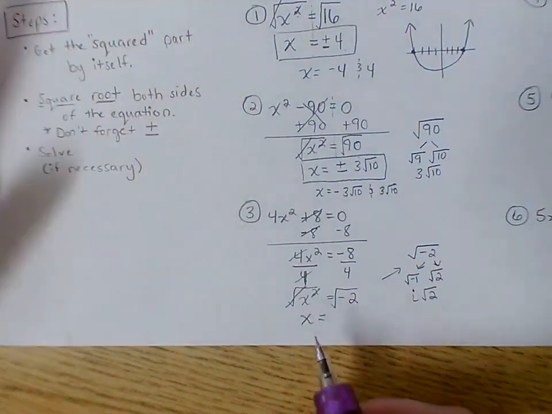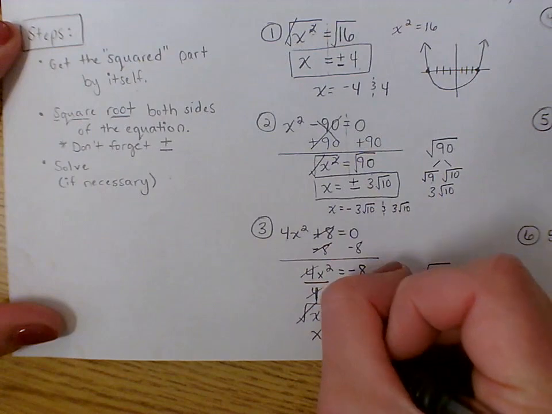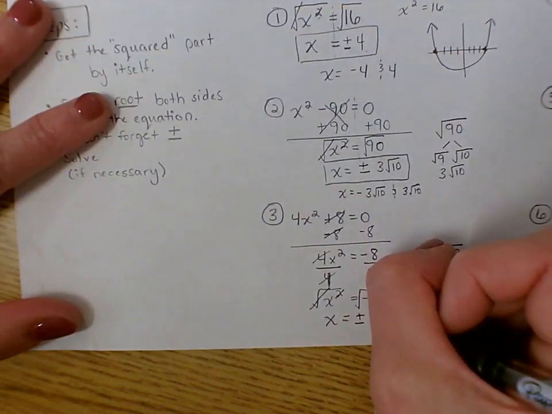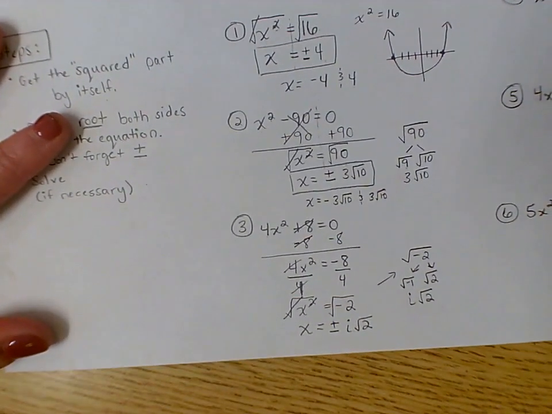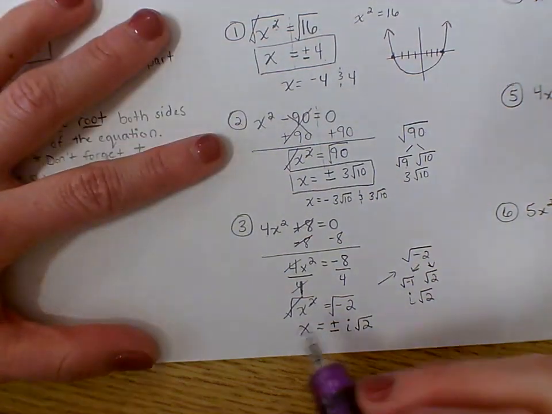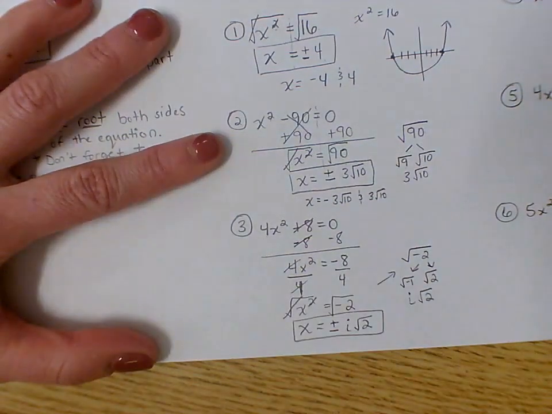The other thing you have to remember is when you take the square root of both sides, you have to put your plus or minus. So you've got plus or minus, and then you have i square root of 2. So that is as simple as that one will get. So there's that one.